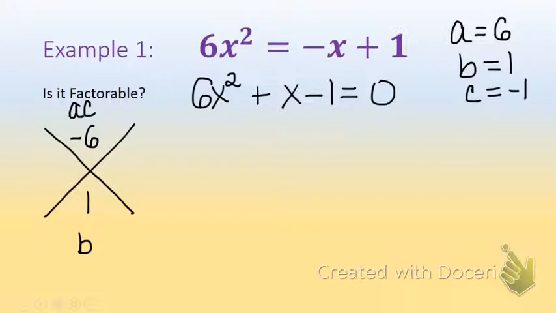So do we have two numbers that would multiply to negative 6 but add to positive 1? If those numbers exist, then it is factorable. And in this case, they do exist. Positive 3 and negative 2. 3 times negative 2 gives us a product of negative 6, but 3 plus negative 2 gives us a sum of positive 1. So we're ready to create our box.